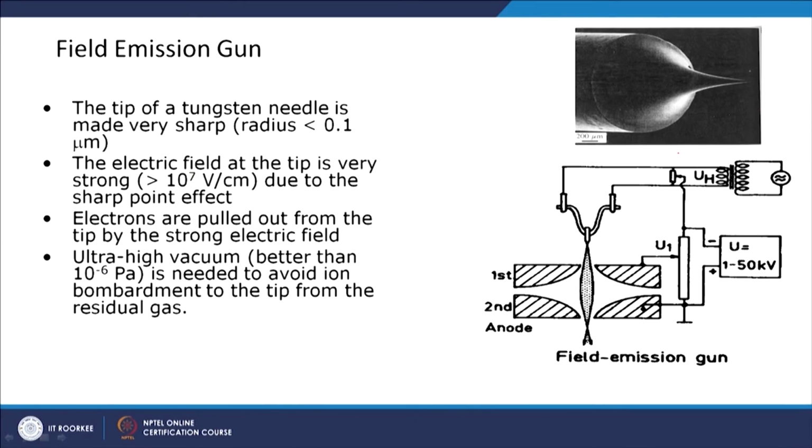Now, there can be gas inside this chamber, and since there is a very strong electric field at the top of this tip, there is a possibility of bombardment of the gas with the tip. So, to avoid that, we use an ultra high vacuum in a field emission gun. So, the field emission gun is more sophisticated than a normal thermionic emission gun.